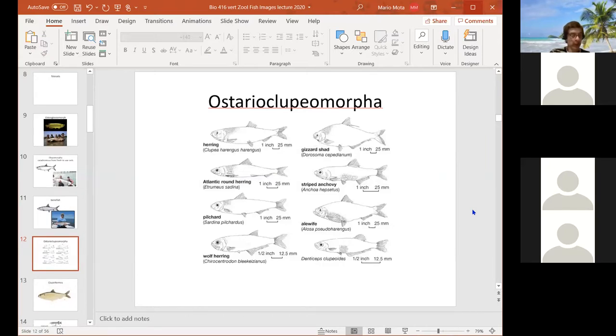Osteichthyes. This is the most abundant type of commercial fish. They have a type of swim bladder that's divided into two chambers, with a diaphragm. Most of these are freshwater, but not all. You think of herring, shad, anchovy. Most of the fish that are food fish are these.